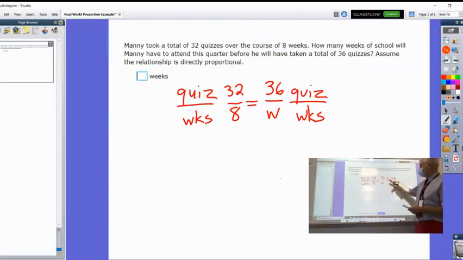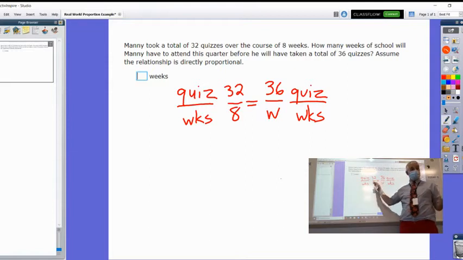Now, these could both be upside down. It could be weeks over quizzes equals weeks over quizzes. You could do it that way. It doesn't matter, you'll get the same answer. These could be switched, which one's on the left and which one's on the right, that doesn't matter either, as long as you have the same thing on the top and the bottom on each side.